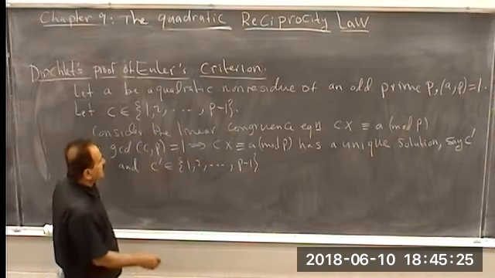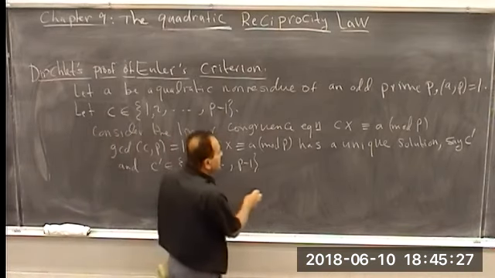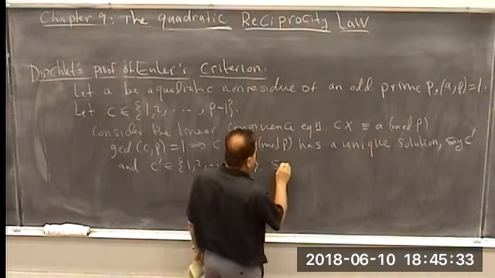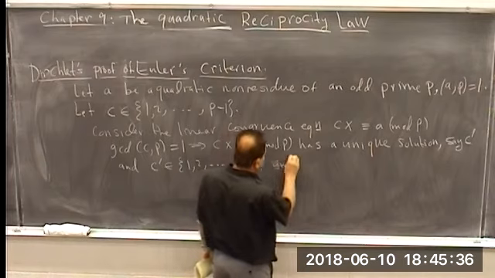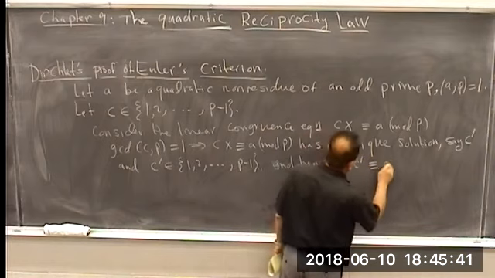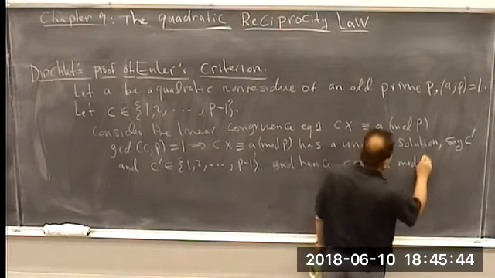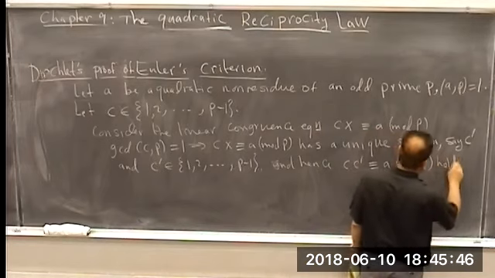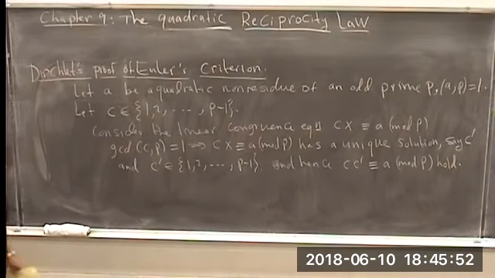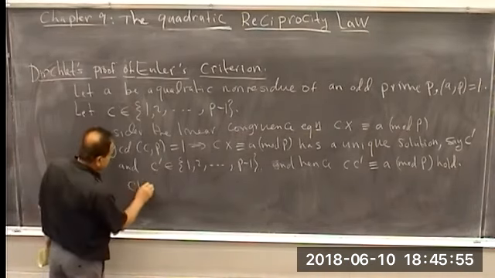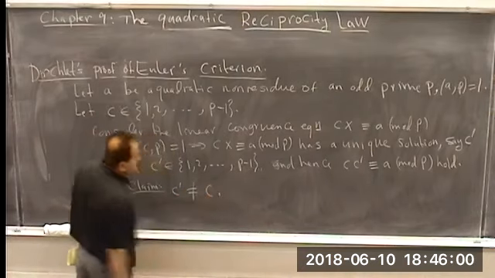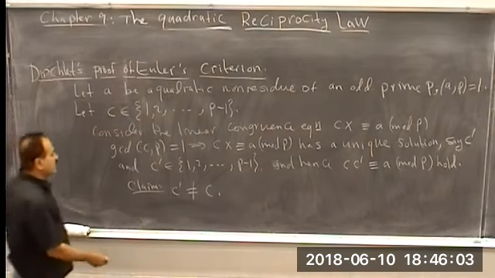All right, now we have this c prime being a solution, and hence we have c c prime is congruent to a mod p. So this congruence relation does hold. Now I claim that c prime cannot equal c. All right? Well, again, let's do it by contradiction.